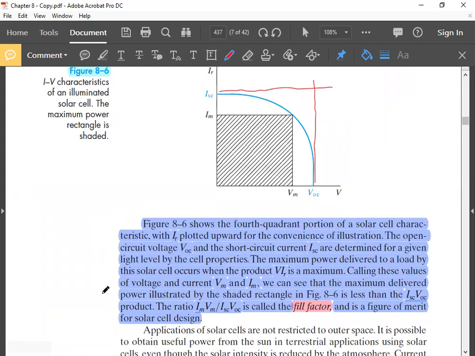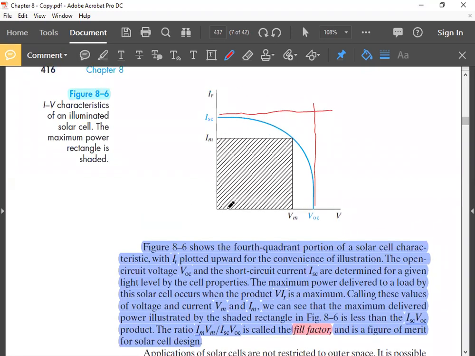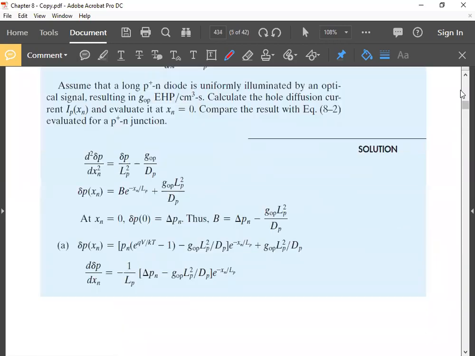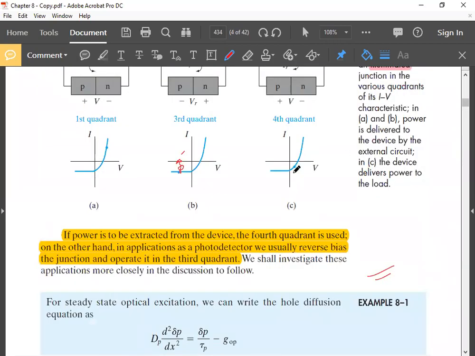Actually, this is about the figure of merit. Figure of merit is something which denotes a performance issue of a device, how good or how bad the device is in terms of a specific performance. So this is the IV characteristics of a solar cell. And this actually comes from the fourth quadrant of the IV characteristics of the photodiode. This part is that part, this fourth quadrant part.